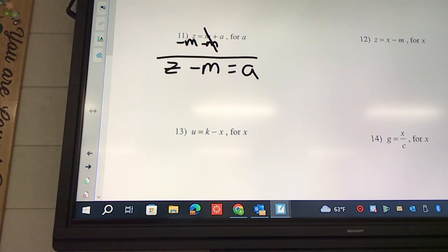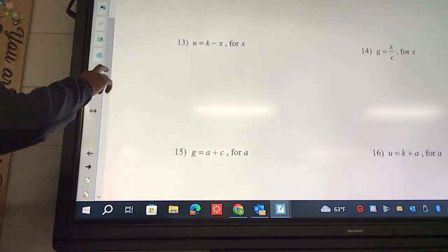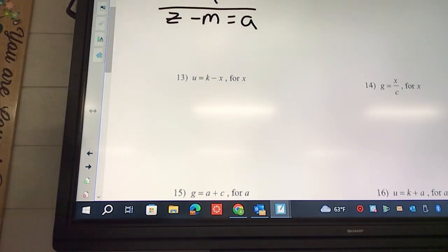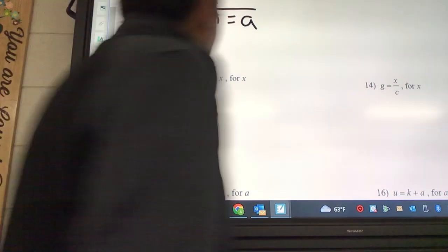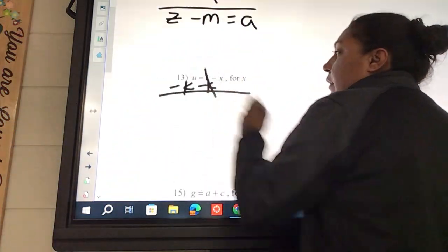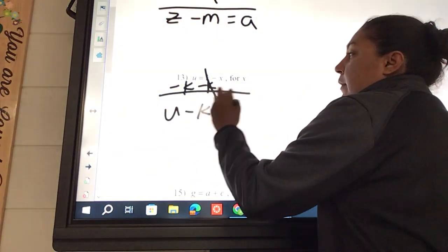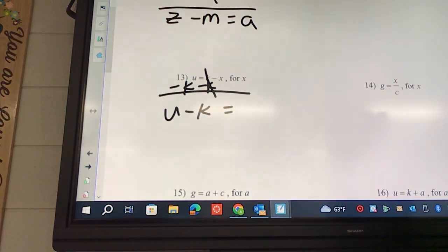Okay, 13. What am I solving for? X. Right now it says k minus x. What needs moved? The k. How do I move it? Subtraction. Minus k, minus k. Okay, so on this side I got u minus k. But it's really going to be a negative x.